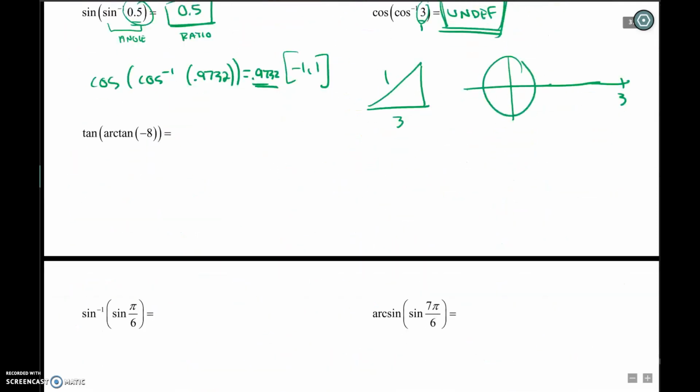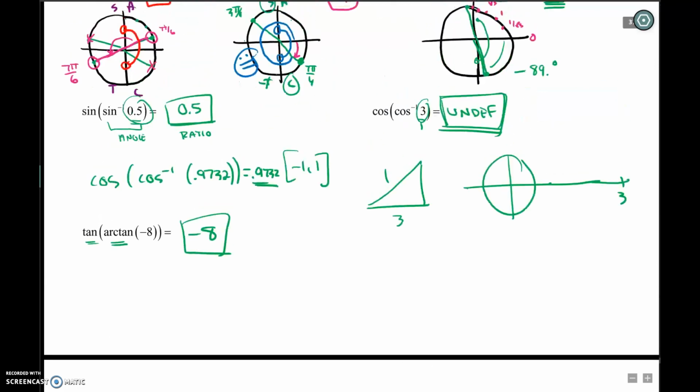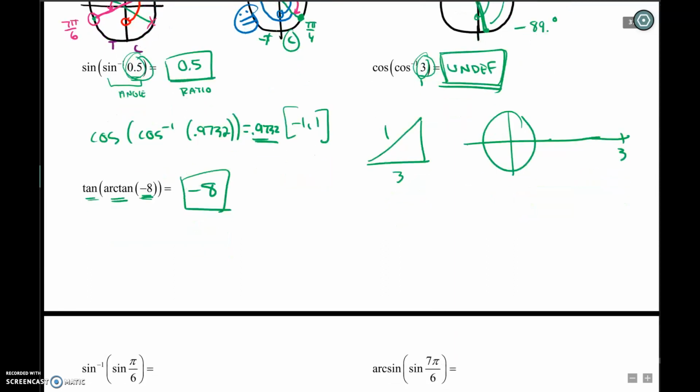So for the tangent, this is the one function where this will always undo that, no matter what the ratio is. Okay? Think about what's on the inside. They're ratios. If they're good ratios, then they undo each other for the sine and cosine. If it's a tangent ratio, then it always undoes it.